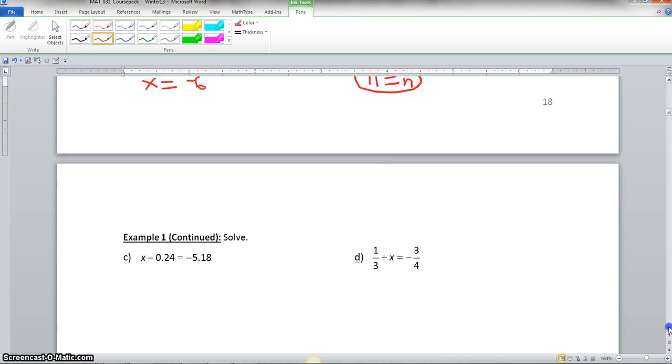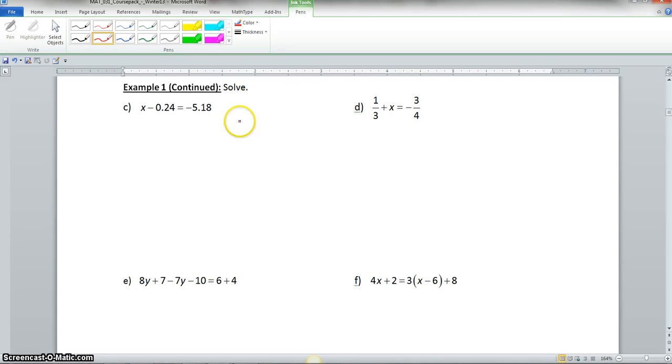Now, we scroll down to the next page. We have example 1 solved. We have C, x minus 0.24 is equal to a negative 5.18. So we would add 0.24 and we would have x, a minus 0.24 plus 0.24 is 0. And that equals... now we have to subtract these values here.